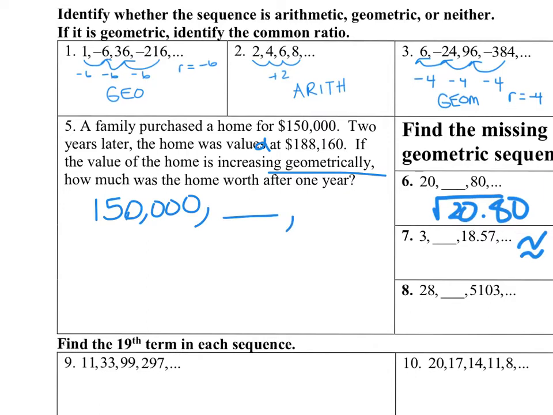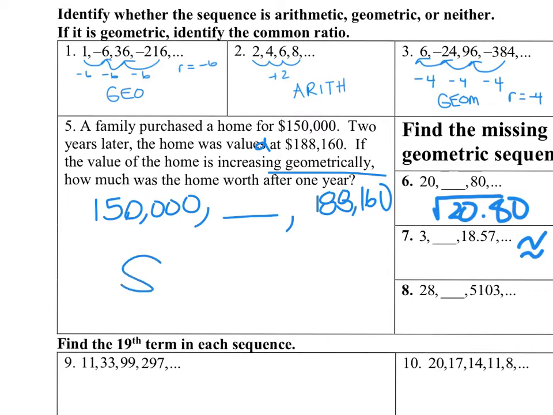You don't know what that house was worth in between those two, but it's increasing geometrically. That just means that it's increasing by a percent. A percent would be the common ratio, so if something was increasing by 10%, the common ratio would be 1.10. So I'm going to multiply 150,000 times 188,160, and then take the square root of it.